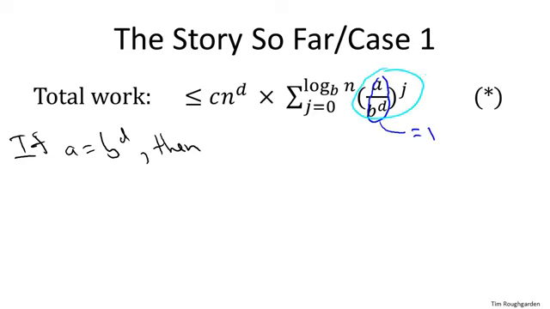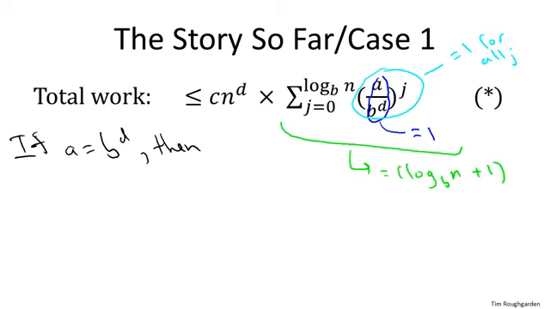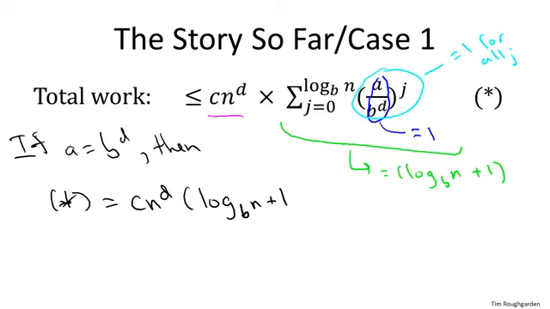So naturally, this ratio raised to the j is also equal to 1 for all j. And then, of course, this sum evaluates to something very simple, namely 1 summed with itself log base b of n plus 1 times. So the sum simply equals log base b of n plus 1. And that's going to get multiplied by this c n to the d term, which is independent of the sum. So summarizing, when a equals b to the d, we find that star equals c n to the d times log base b of n plus 1.